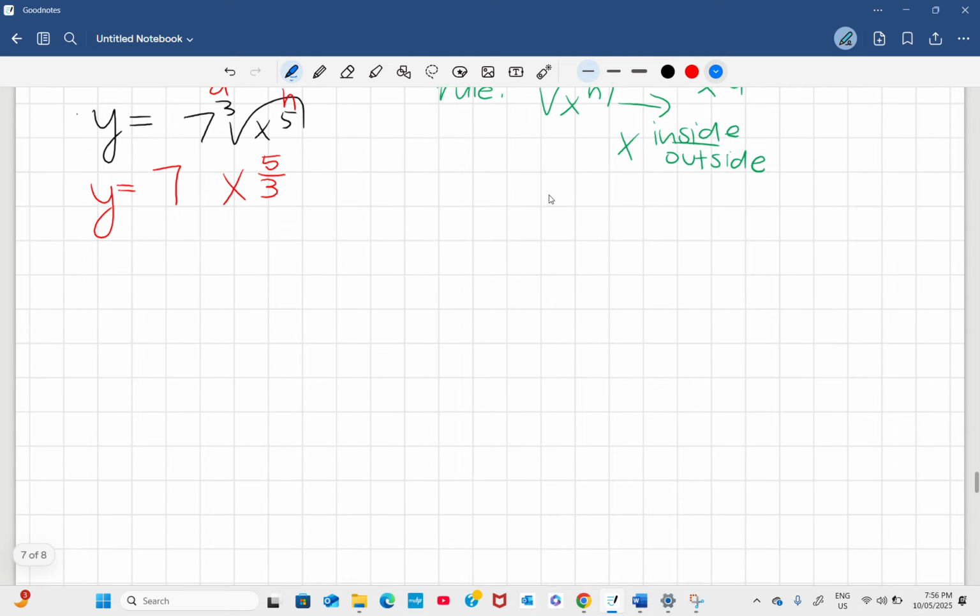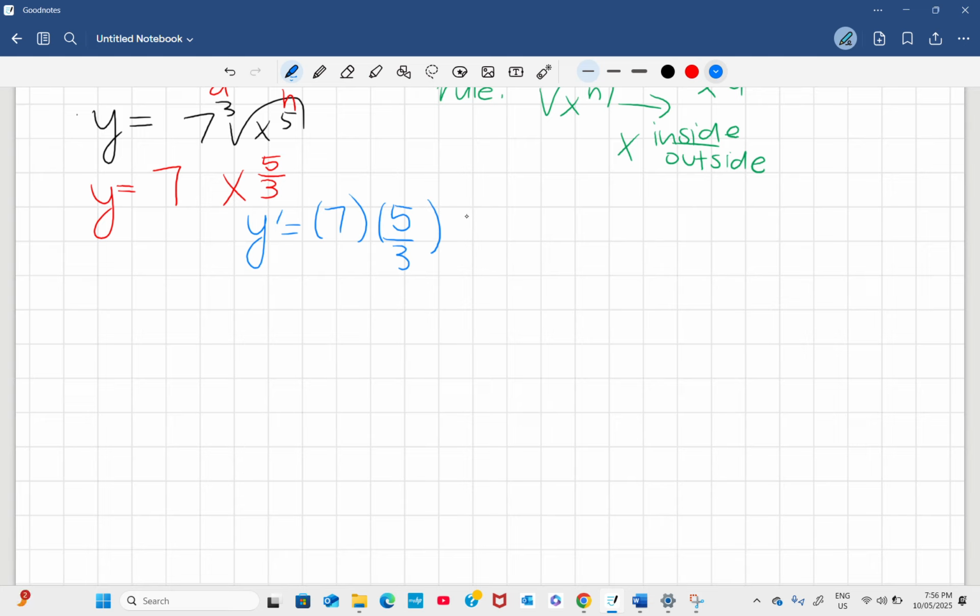Let us find the derivative here. We solve it normally like we did before: the coefficient times the power, which is 5 over 3, x to the power of 5 over 3 minus 1. Let's simplify this. It's going to become 35 over 3 x to the power of 2 over 3. This answer is acceptable, but let's fix it more. So it's going to be 35 over 3.